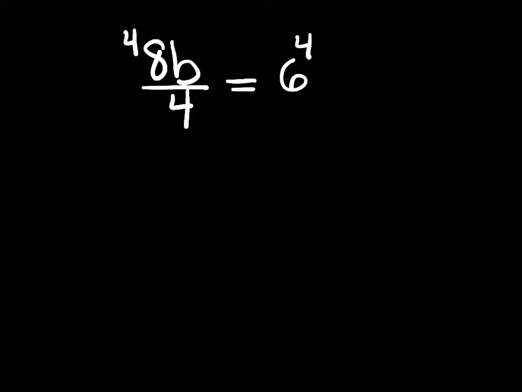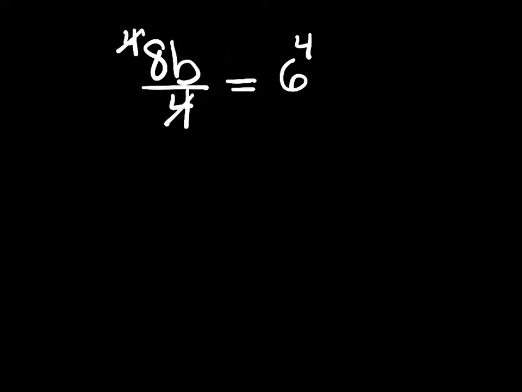Our second example is 8b divided by 4 equals 6. Now we have a fraction on the left. We want to get rid of that fraction so we can get the b on its own. So let's tackle the denominator first. We have 8 times b divided by 4 equals 6. Since we are dividing by 4, to undo that operation, we're going to multiply. Multiply both sides by 4.